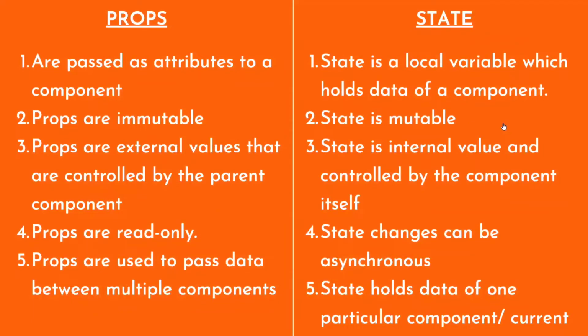Next, props are external values that are controlled by the parent component. These are external values. As I said, they have been passed by some other component. Usually properties are passed by the parent component to the child component. So the child component has those property values, but they are passed by the parent component. Whereas state, we again come to the same thing, it's a local variable, so it's an internal value and is controlled by the component itself. Because it's local, the state is handled by the same component in which we are using it. So no other component is going to change the value of this particular state.